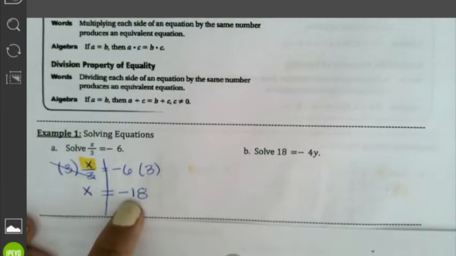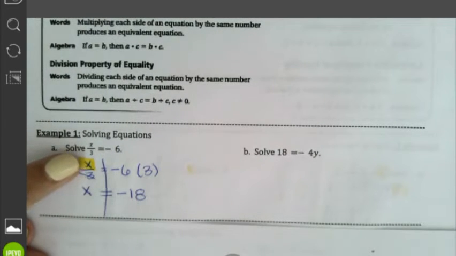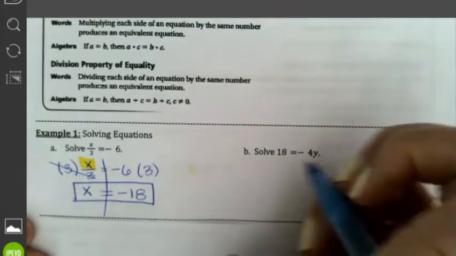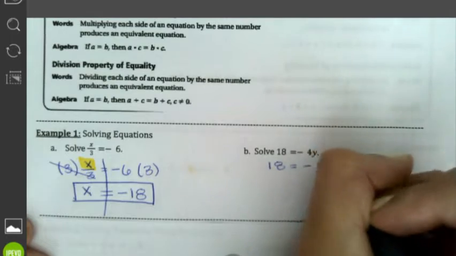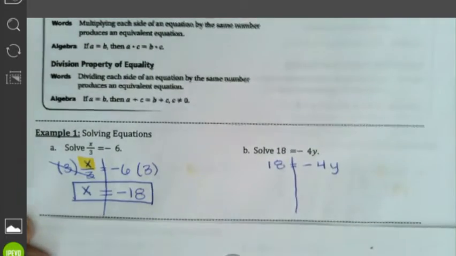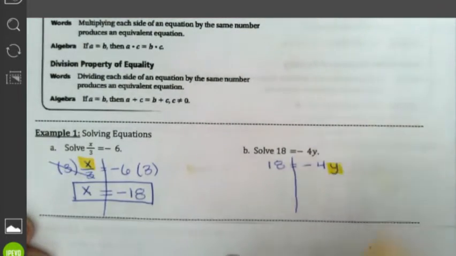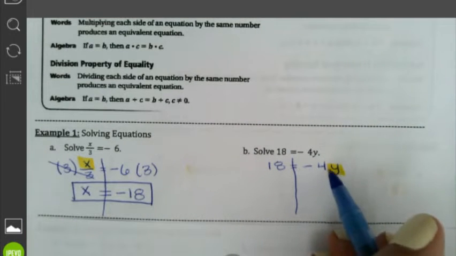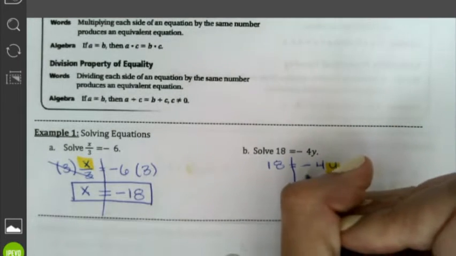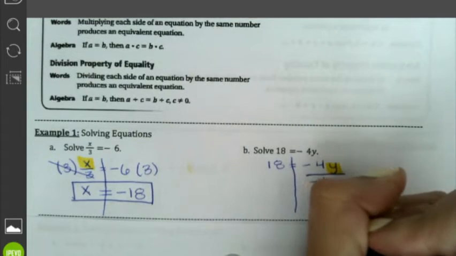If you want to check your answer, you can plug this number back where you highlighted the x. Negative 18 divided by 3 is negative 6. Okay, part B. I'm just going to rewrite this again. Draw my line, highlight my variable. So this reads 18 equals negative 4 times y. Well, I want to isolate the variable, so I need to divide by negative 4.